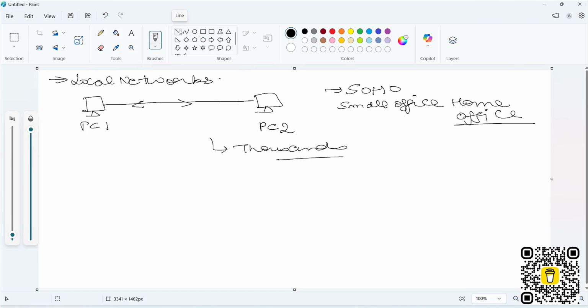SOHO networks basically let us share various resources such as printers. Let's suppose we want to connect printers on our network so that different people can use the same printer, and they can give the command wirelessly or using an ethernet cable. We can achieve this using SOHO networks, or we can share documents, pictures, music, or any kind of file or data between different computers which are connected to the same network.